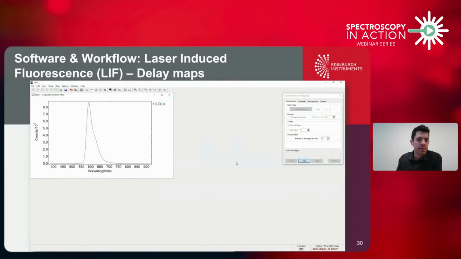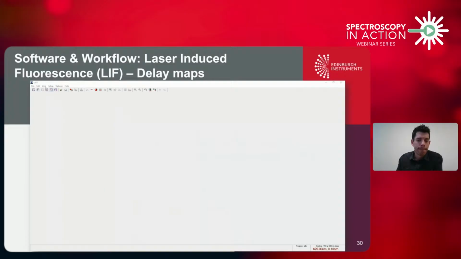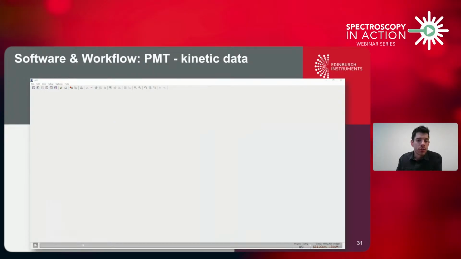So that's the LIF at 0 time delay, LIF at 3 nanoseconds, 6 nanoseconds time delay, and 9 nanoseconds. And the final spectrum I get is at 15 nanoseconds time delay. So these measurements regard the iCCD.